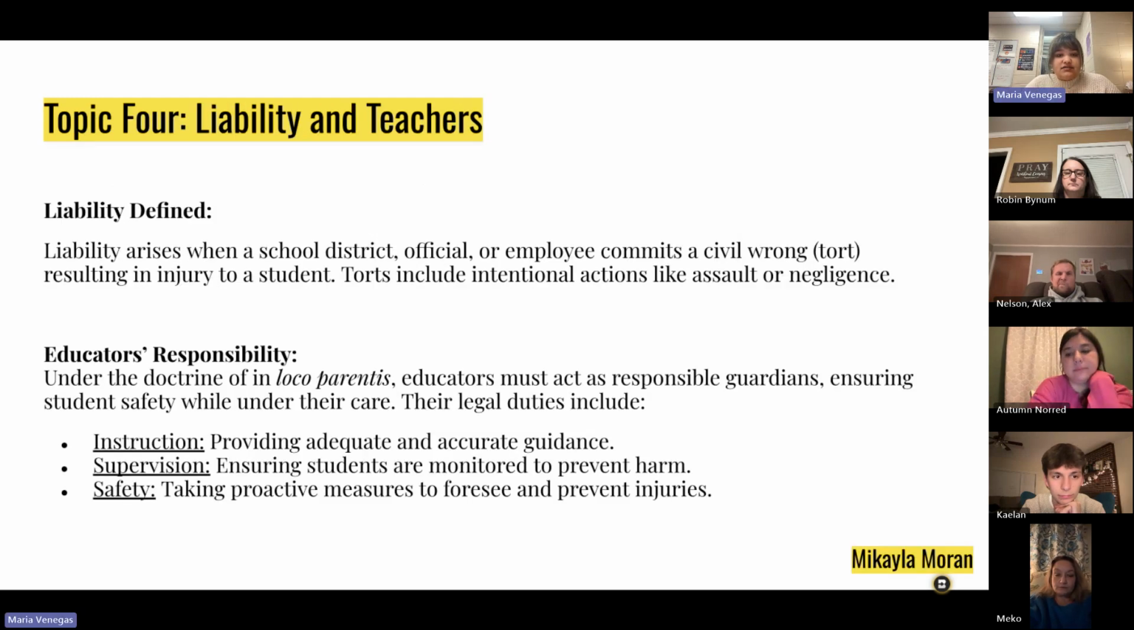The next topic is liability and teachers. This is the final topic that we'll be covering. Liability arises when negligence or misconduct by a school or teacher results in harm to a student. Teachers are responsible for providing proper supervision and ensuring safety under the principle of loco parentis.